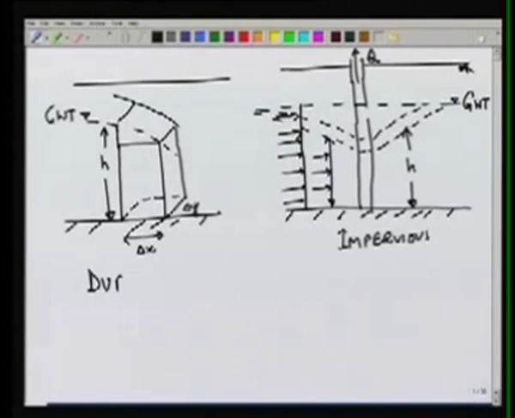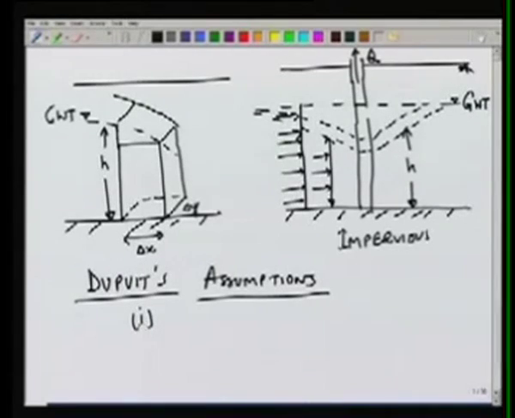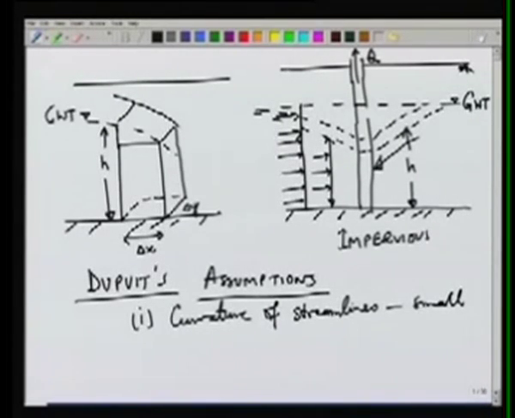There are some assumptions which we have to make in order to be able to solve this. First of all, these assumptions were suggested by Dupuit, and therefore they are called Dupuit assumptions, which enable us to solve unconfined aquifer flow problems. The assumptions are two. The first assumption is that the curvature of streamlines is small. So if you look at the streamline pattern in the unconfined aquifer case, they may look like this, but the first assumption says that the streamline curvature can be taken small and therefore the flow will essentially be horizontal.